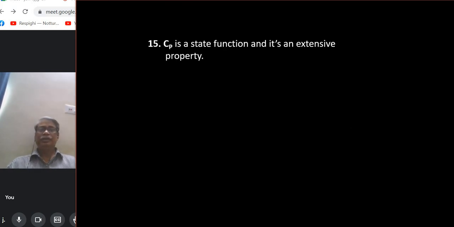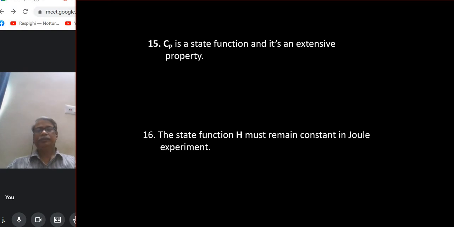Cp is a state function and it's an extensive property. So it has two parts. You have to check both the parts, right? The state function H must remain constant in Joule experiment. So I just give a clue that there are two such experiments very similar, Joule and Joule-Thomson.